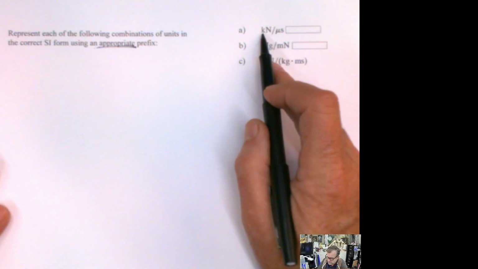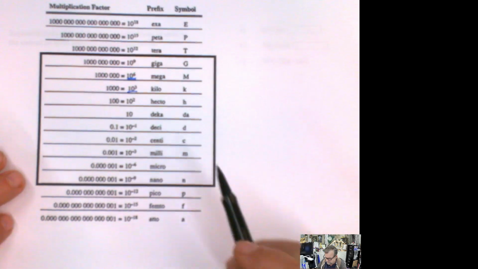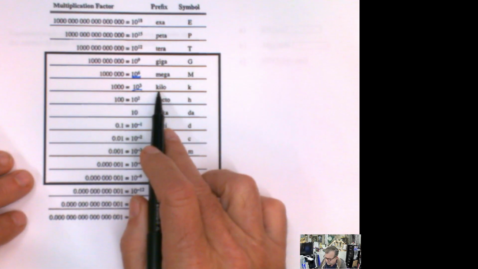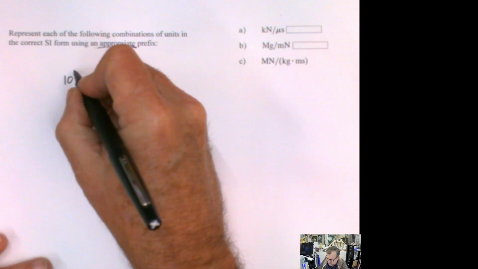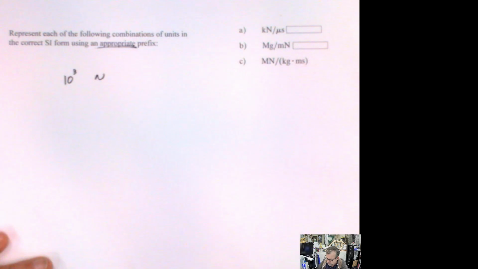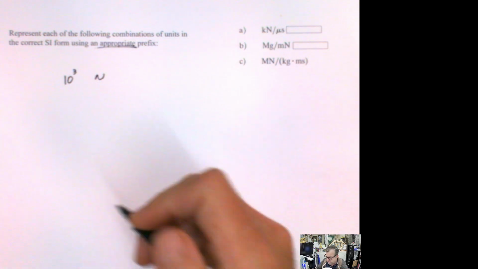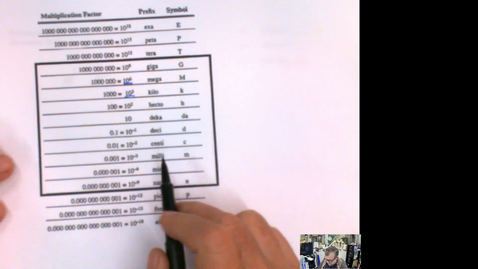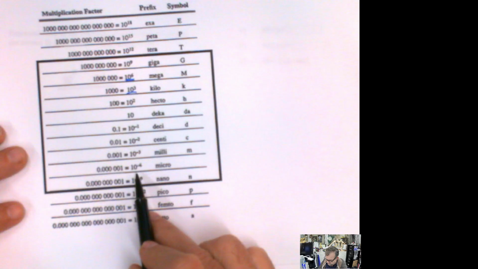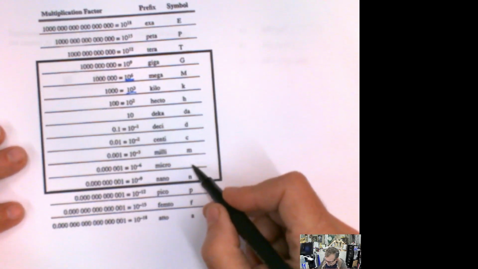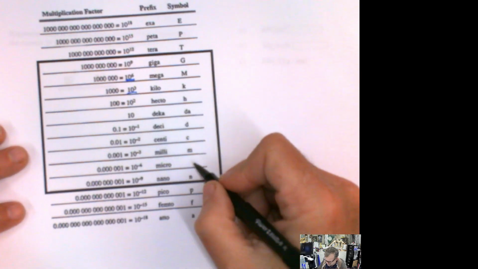The root unit for the SI system is newton. Kilo means 10 to the third. You should know that, but if you don't remember it, there is a table here: kilo, 10 to the third. So basically, kilonewton will be 10 to the third newton. I'm going to put the newton here. And then microsecond in the denominator.